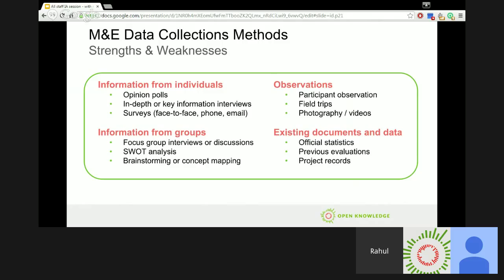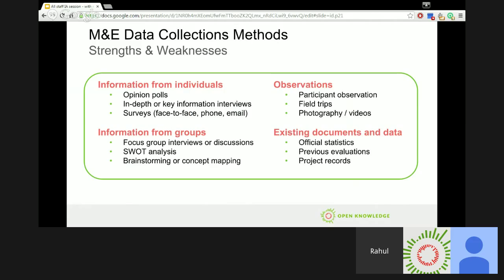So for data collection methods, I've tried to break this into 4 different categories: information from individuals, info from groups, direct observation, and existing documents and data. There's some examples below that. There's a lot more examples I could list, but not all of them are useful, especially in a setting where we are a remote organization. So I've tried to focus on the ones I find most useful in my day-to-day work when I have to do evaluations and things like that. The first one I would like to speak about is interviews.